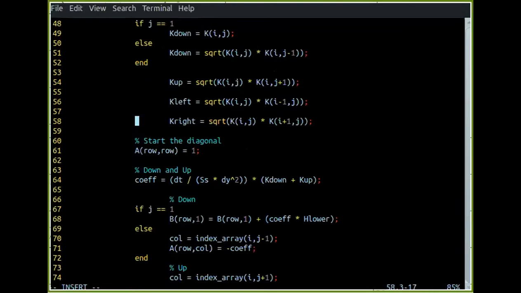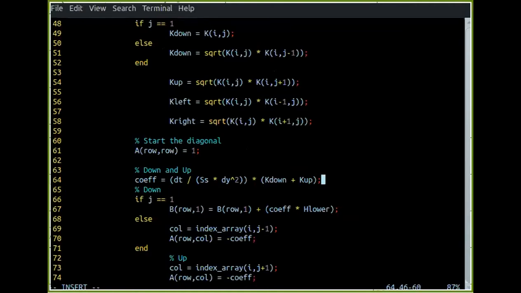And then for our downward direction, if we're on the bottom, we'll use our boundary condition, which means we take that coefficient, multiply it by h lower, and move it all into the B matrix. Otherwise, we leave it as we did before. We find our column and our A index and put the negative coefficient in the A matrix. Okay. So that's our downward boundary condition.